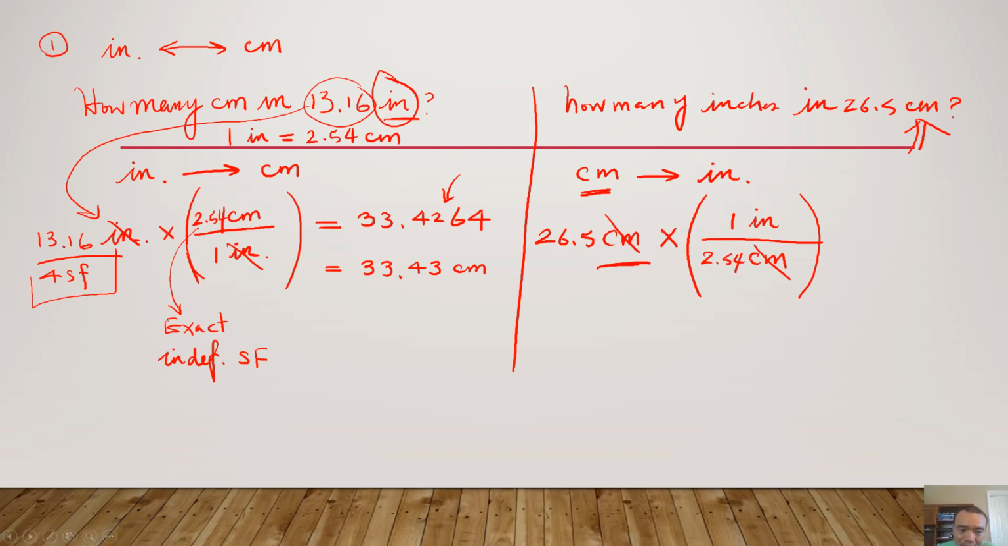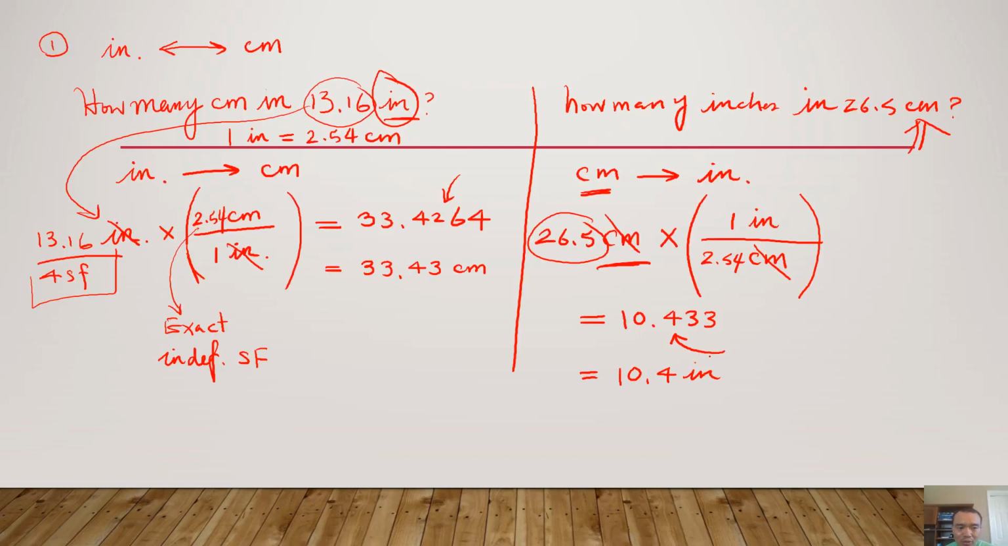Do remember, again, 2.54 happens to be an exact number. So it has an unlimited number of sig figs. So for the whole thing, we keep 3 sig figs. Right? After you do the calculation, the calculator gives you a number that reads 10.433. All right. So you will have to round it to 3 sig figs, which means round it to the digit of 4. So this will be 10.4 inch. That's the first type of calculation we learned.